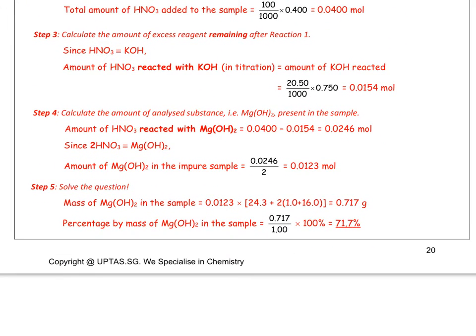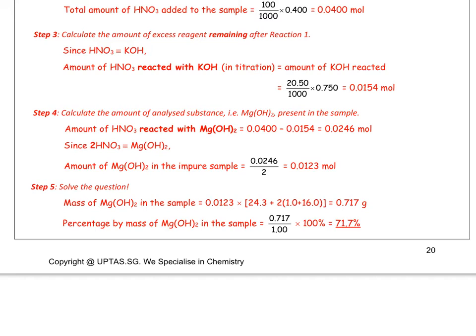Then after you get the number of moles of your magnesium hydroxide, this will be the so-called pure version. Because only the pure can react with nitric acid. That's why we know this must be the pure number of moles. So I multiply by the molecular weight. This amount must be the pure version of magnesium hydroxide. The 1 gram is the impure. So to find the percentage purity, 0.717 divided by 1 times 100%. So you get 31.7%. That's how you solve the questions.